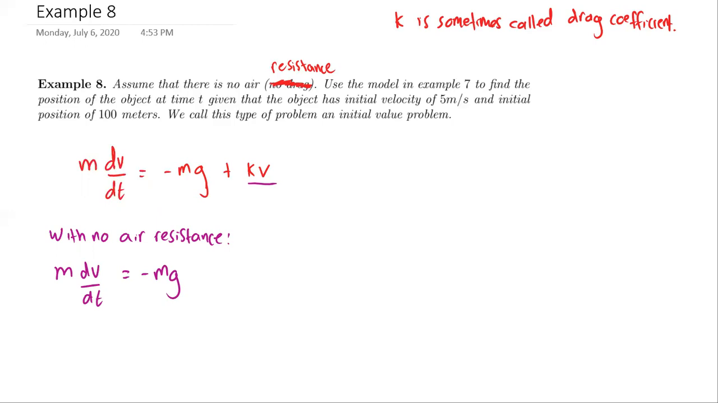So now that I've said this, let's see what this example is actually asking us to do. So assume that there is no air resistance. That simplifies our model. So use the model in example 7, this model that we're working with, to find the position. I mentioned solutions to this differential equation give you velocity, but you can easily get from velocity to position. Okay, so find the position of the object at a particular time t, given that the object has initial velocity 5 meters per second and initial position of 100 meters.